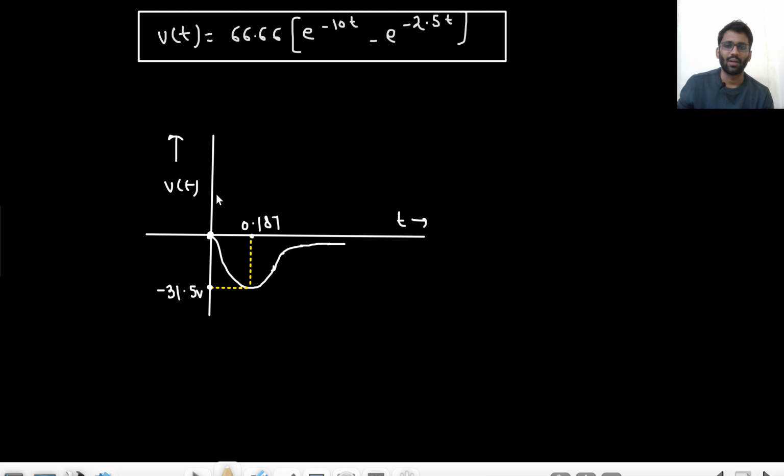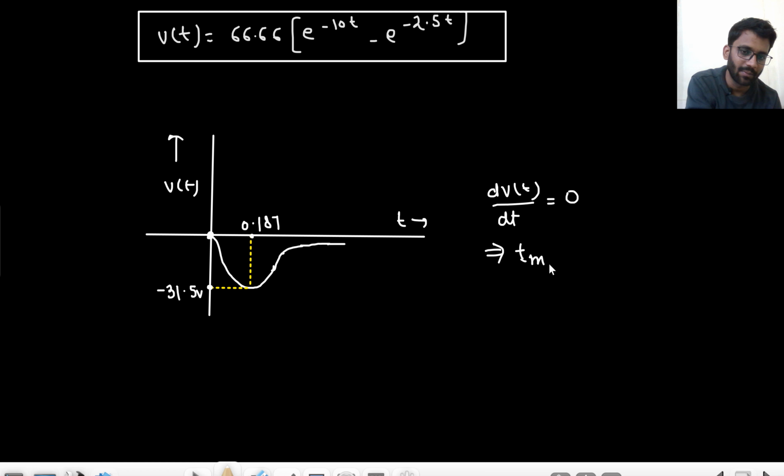So how did I solve it? Actually I just did dVt by dt equals to 0. Then from here you will get time t max, and put the time t in this equation, you will get the Vt max. Just I solved this equation, nothing else. So the maximum value you get is minus 31.5. These kinds of questions they can ask, what is the minimum value V can go? That is minus 31.5. This is the minimum value.